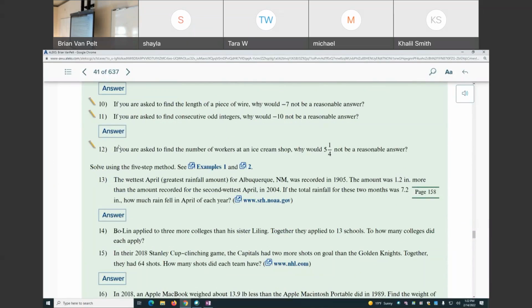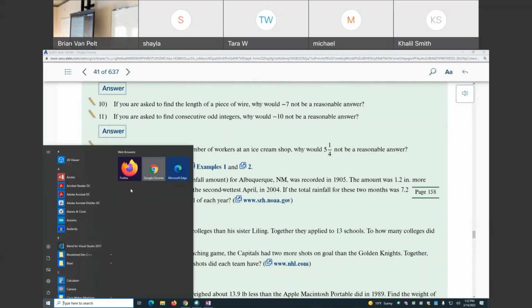Well, this is an interesting one here. I like this. Look at problem number 12. Let me make it bigger. It will not let me make it bigger. Once I click on it, I'm gonna make it bigger then. Okay.